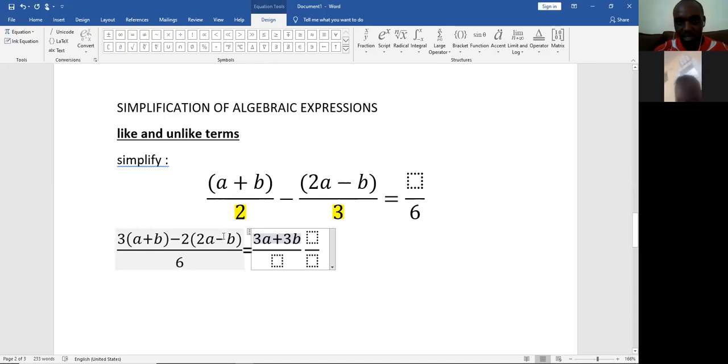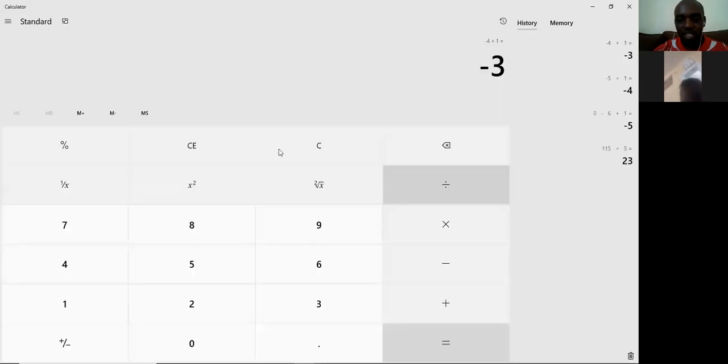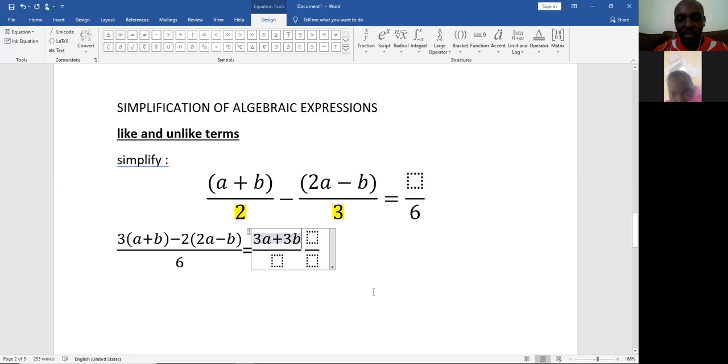Negative 2 multiplied by 2, let me talk about that. I want to come here and show you the answer in your calculator. I'm hoping you have a calculator. Negative 2 multiplied by 2. The answer is negative 4. So a negative number multiplied by a positive number, the answer is a negative number. So negative 2 multiplied by 2a, the answer is negative 4a. And then negative 2 multiplied by negative b.